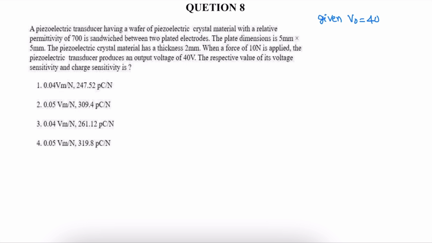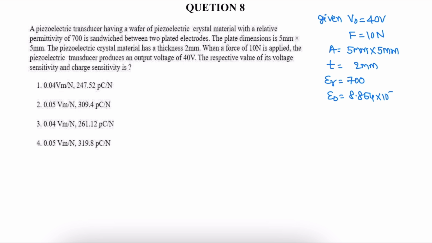V naught is 40 volts, force applied is 10 newtons, plate area dimensions are 5 mm by 5 mm, and thickness t is 2 millimeter, and relative permittivity epsilon r is 700, epsilon naught is permittivity of free space, that is 8.854 into 10 power minus 12 farad per meter.